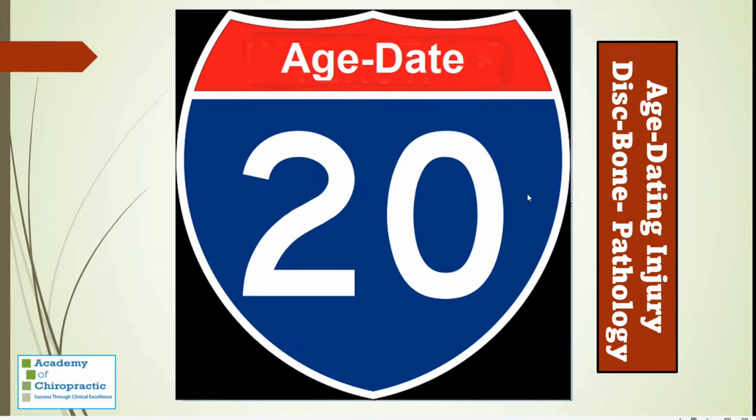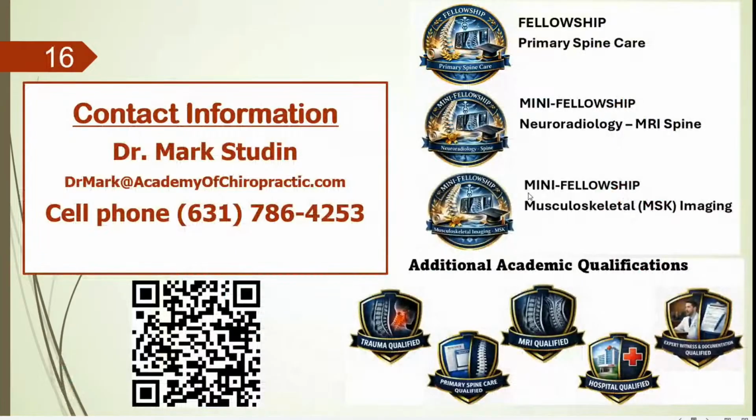So folks, if you want to learn this stuff, and by the way, these are some of my credentials, you can earn all of those. They're not hard to do. Okay, I'm a fellow. I've got a mini fellowship in primary spine care, a mini fellowship in MRI spine neuroradiology and extremity. I'm trauma qualified, MRI qualified, primary spine care qualified, hospital. Every one of these I learn MRI. I learn triage. You learn all this stuff, and you should get the credentials for learning these things.